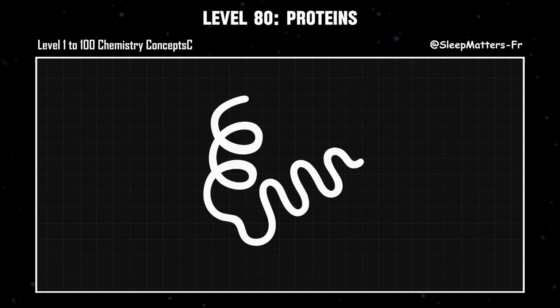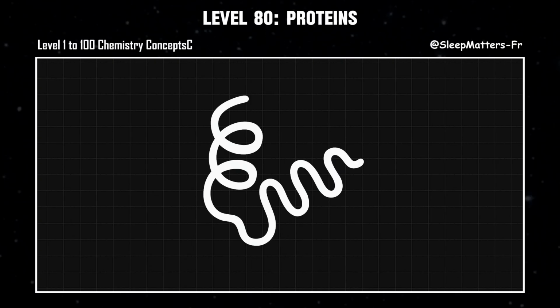Level 80. Proteins. Proteins are the workers of life. They are not just part of your body. They are the reason your body works. They are everywhere inside you. They are the enzymes that digest your food. They are the antibodies that protect you from infections. They are the muscles that move your body. They are the tiny machines inside your cells that build, repair, and maintain everything you are.